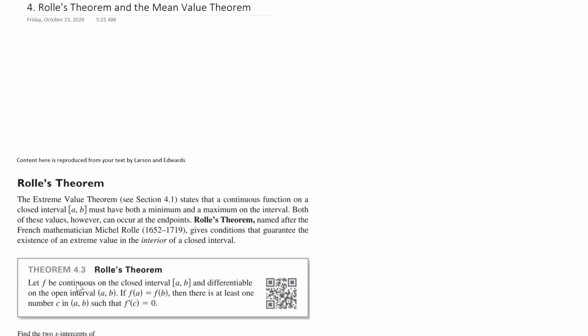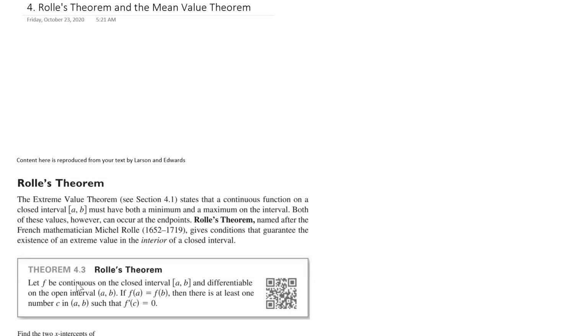Today we're going to discuss Rolle's theorem and the mean value theorem. All right, both are born from the extreme value theorem. So the extreme value theorem told us that if we're on a closed interval, there must be a maximum and a minimum value.